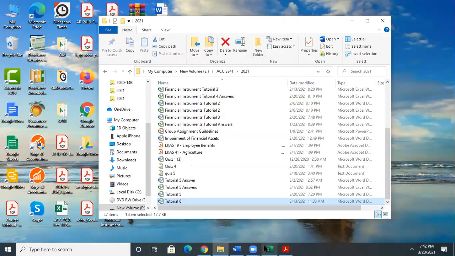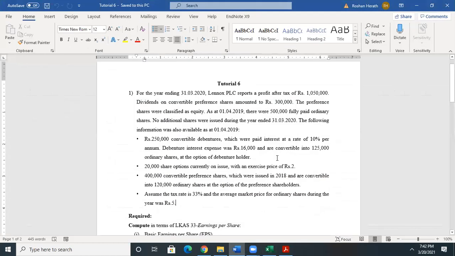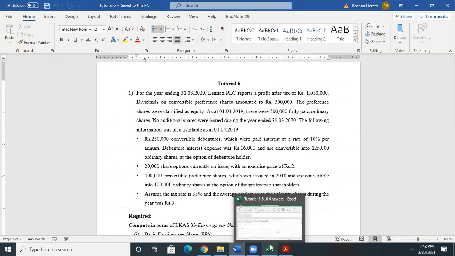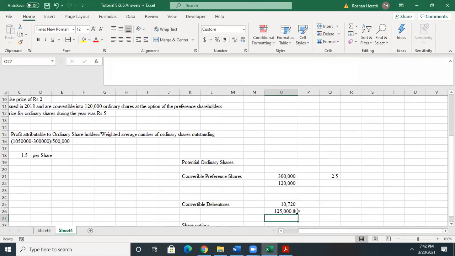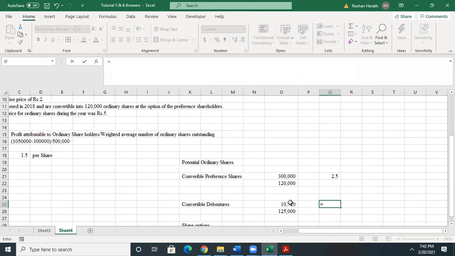10,720. At the same time, it adds some shares to the weighted average number of shares, and that's going to be 125,000. So it had this much of shares. So again, if I want to consider what is the impact to this EPS, it makes this much of impact. So this is the impact that it has on the profit. Sorry, it has on the EPS. So the EPS will make an impact.